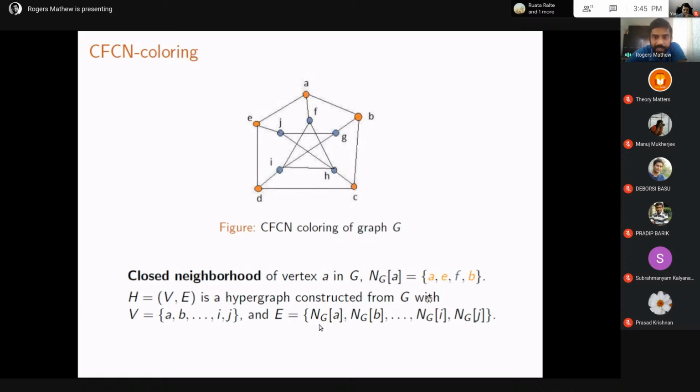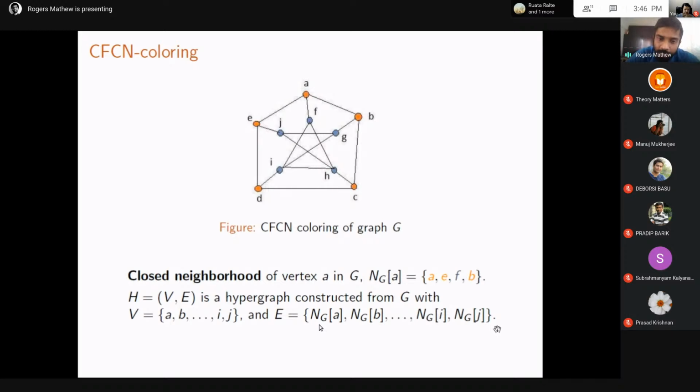Now you construct a hypergraph whose vertices are the vertices of the given graph, whereas the hyperedges are the closed neighborhoods of each vertex. One of the hyperedges would be AEFB, because it's the closed neighborhood of A. Another hyperedge would be BAGC, the closed neighborhood of B. The next one would be the closed neighborhood of C, then D, and so on. That's the collection of hyperedges.